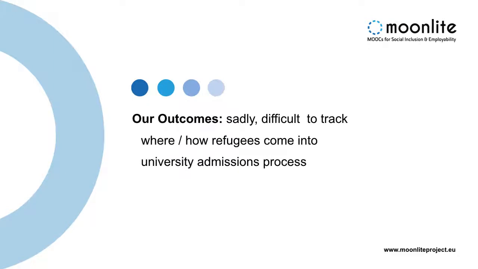The outcome was that we think we probably reached some refugees by this very scattergun approach, but the university has no way of tracking where applicants come from, whether they are refugees, and whether or not they've done a MOOC. So whilst I think this is a policy that we could certainly develop and find ways to monitor, at the moment we haven't managed to monitor it. So ideas for the future.